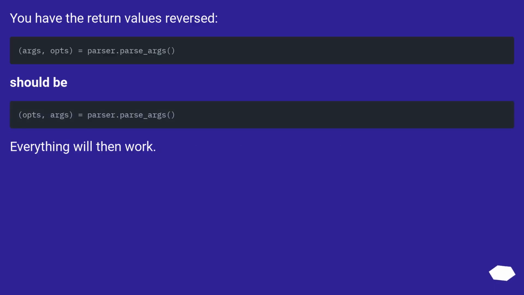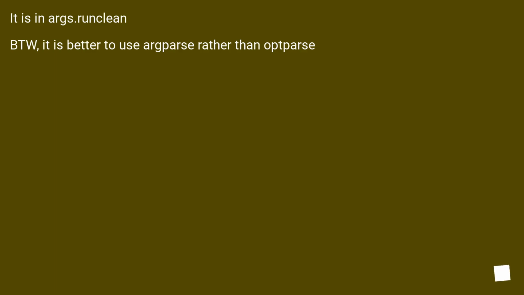You have the return values reversed. Should be this. Everything will then work. It is in args.runClean. BTW, it is better to use argparse rather than optparse.